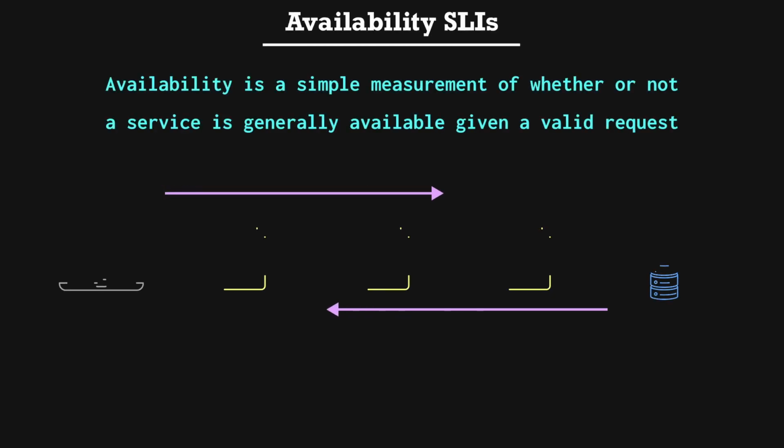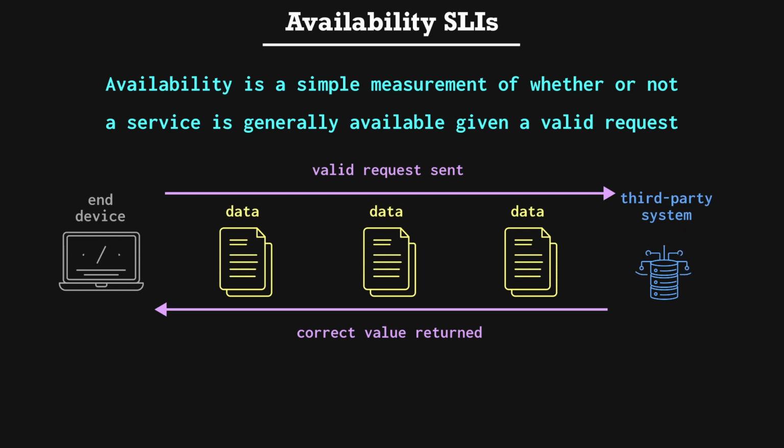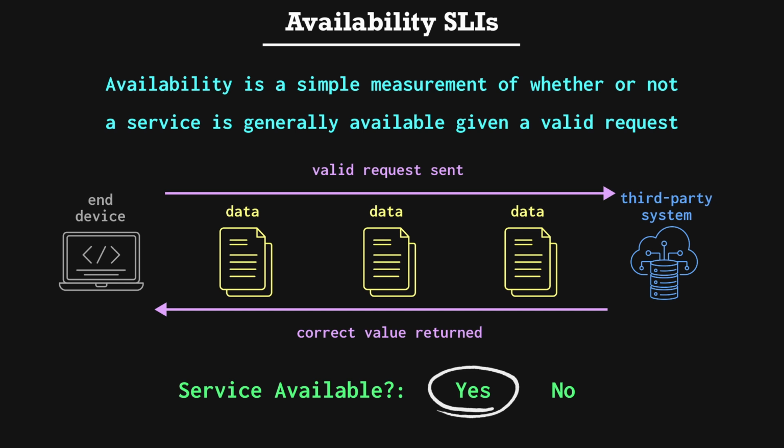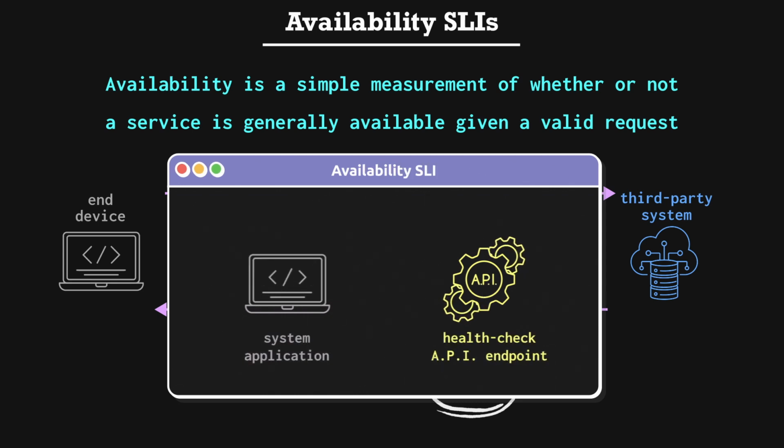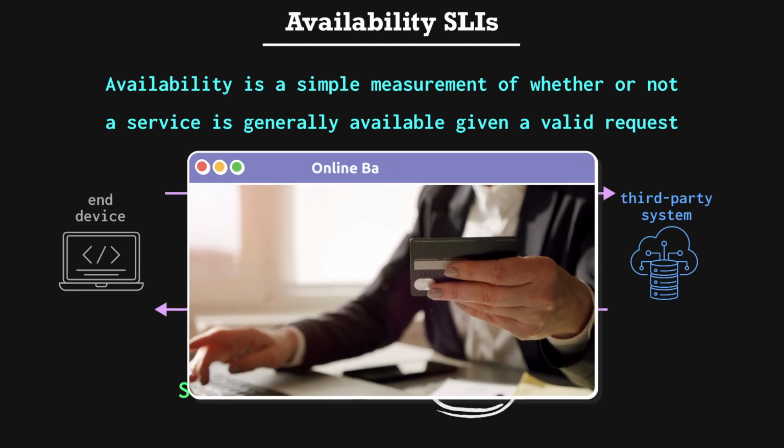Second, availability SLIs. Availability is a simple measurement of whether or not a service is generally available given a valid request. This can be measured using a simple Boolean. A service is either available or not. A good example of this is a simple health check API endpoint that we might add to a service. As long as we receive a pong every time we send a ping to the health check endpoint, we consider that service available.